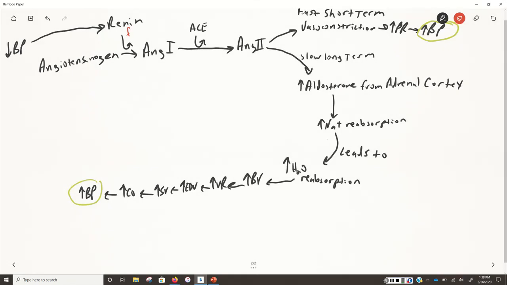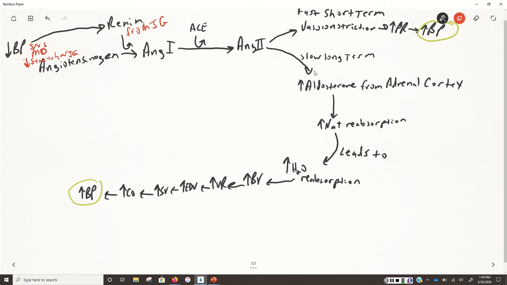Renin comes from JG cells, not just from the kidneys. The drop in blood pressure is actually from SNS activation, from the macula densa, and from decreased stretch of JG cells. So when there's a drop in blood pressure, the sympathetic nervous system, macula densa, and decreased stretch on JG cells stimulate renin to be released from the JG cells.